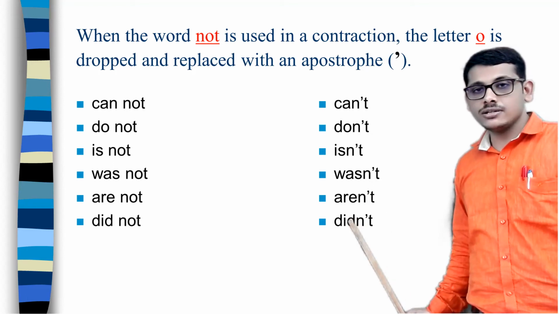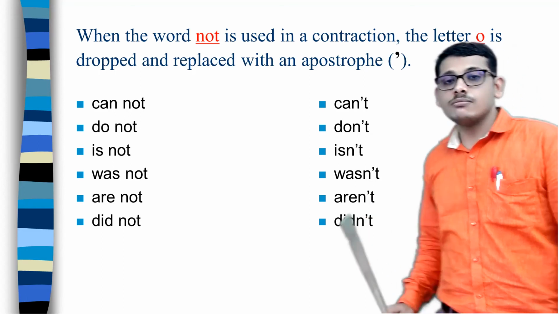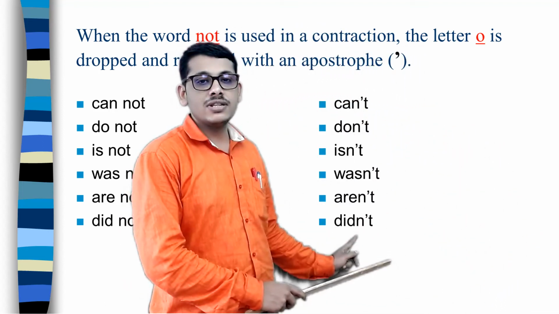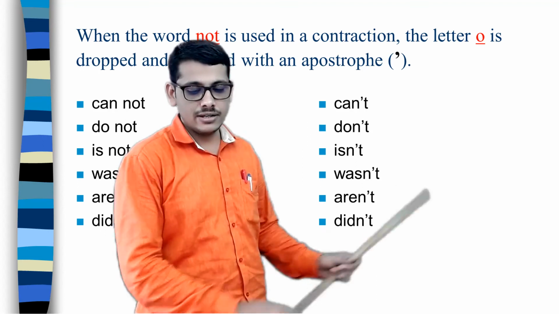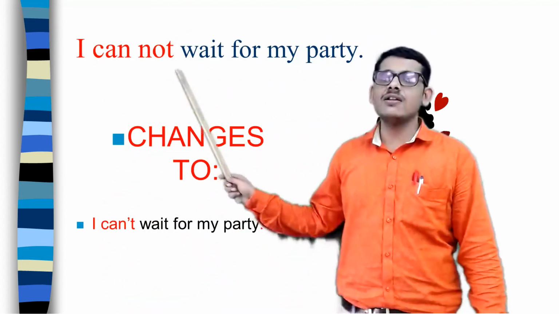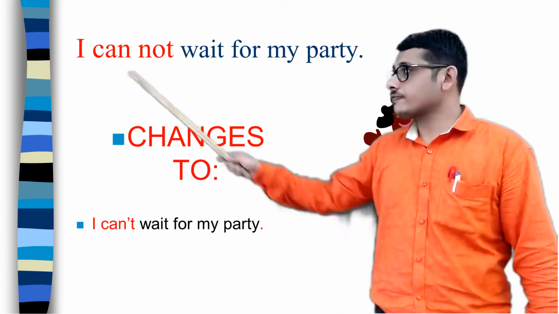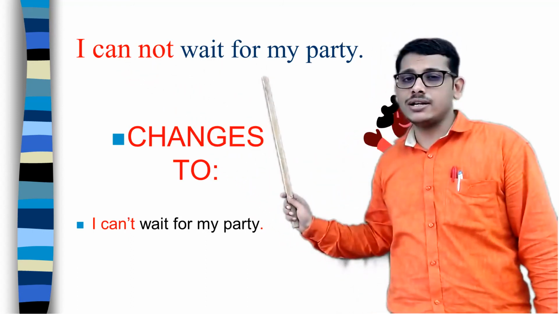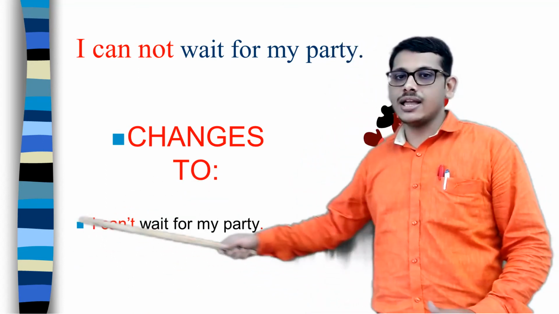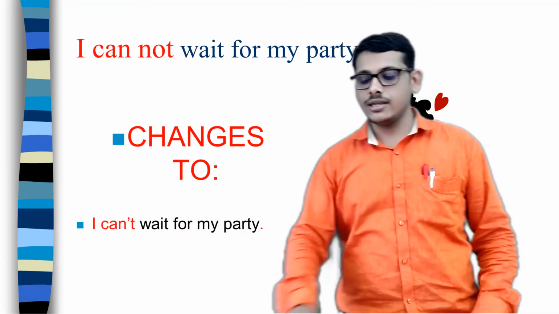What is the pronunciation? We are writing didn't, but while saying we will say it differently. Practice a few times. Let's have an example. I cannot wait for my party. And the natural way will be I can't wait for my party. I can't wait for my party.